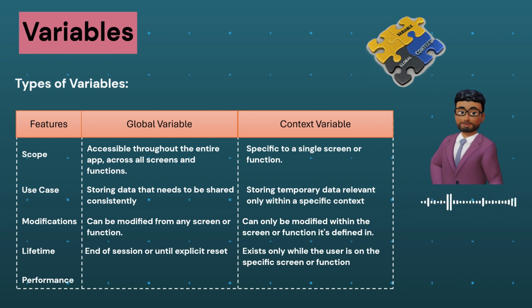Considering the performance, a global variable has slightly lower performance due to constant accessibility throughout the app, whereas a context variable gives higher performance as it is located and managed within a specific context. Now let's jump to my computer screen where we will see a live example of using both global and local variables.